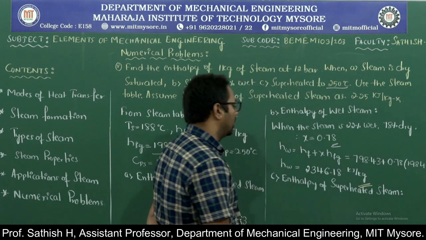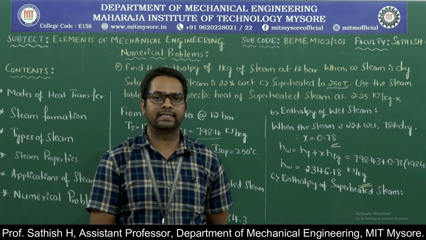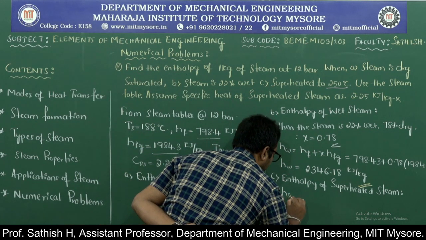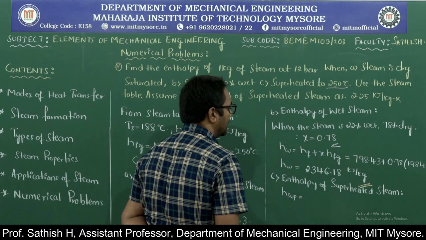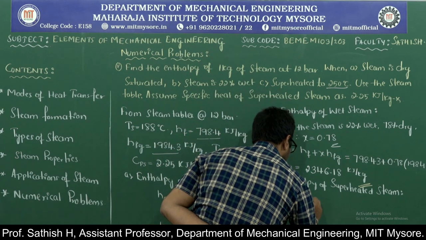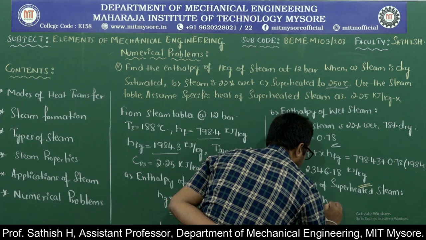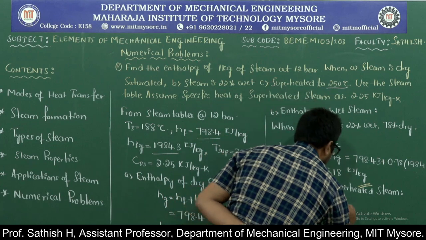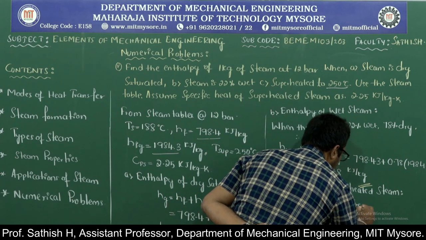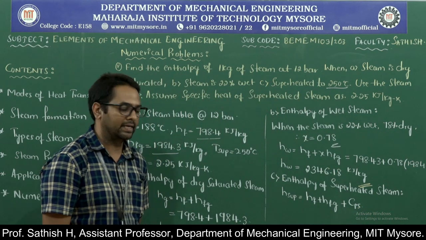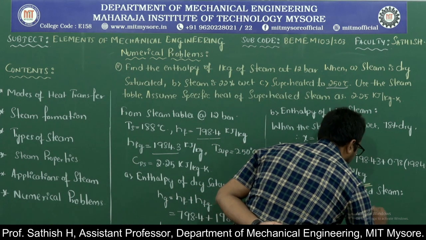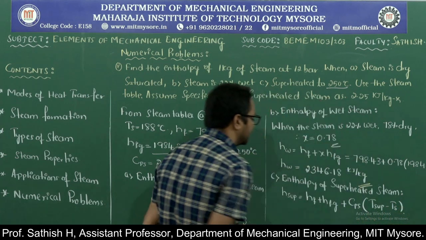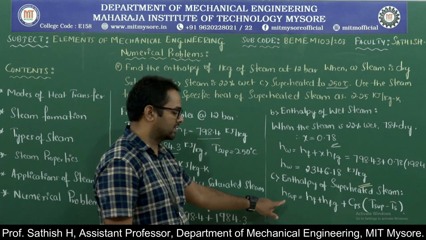Okay, so we know that the enthalpy of the superheated steam is given by the formula H_sup, that is the enthalpy of the superheated steam, is equal to Hf plus Hfg plus Cps, that is the specific heat of the steam, into T_sup, that is the superheated temperature, minus Ts, that is the saturation temperature. Let us try to understand this formula.